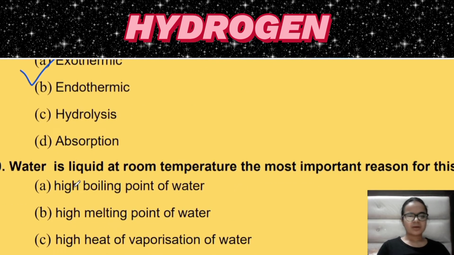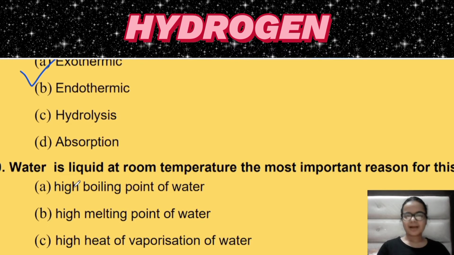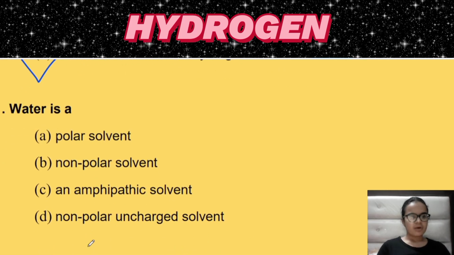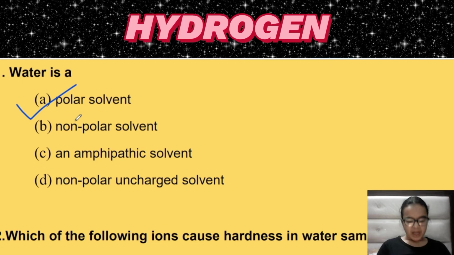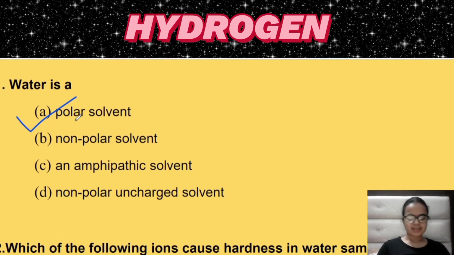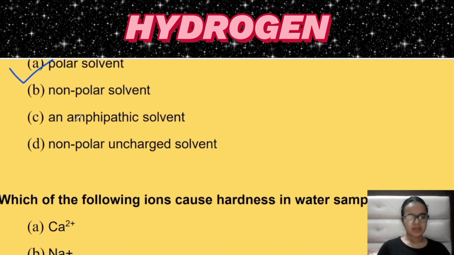Next question is, water is liquid at room temperature. The most important reason for this is cohesive forces due to hydrogen bond in water. So the answer is D. Next is 21st question, which is, water is a, and the answer is polar solvent. It is a polar solvent. Hydrogen has partial positive charge and oxygen has partial negative charge. So water is a polar solvent.